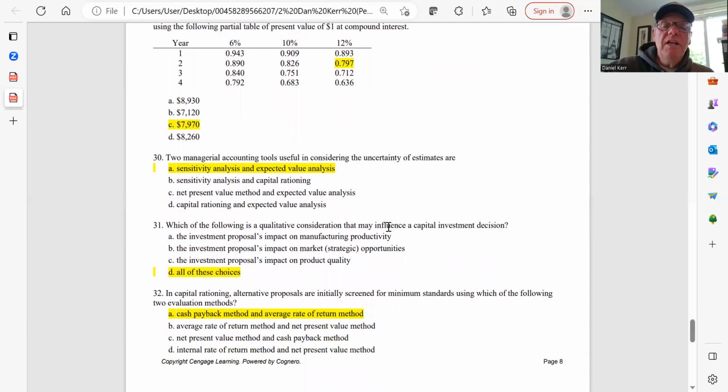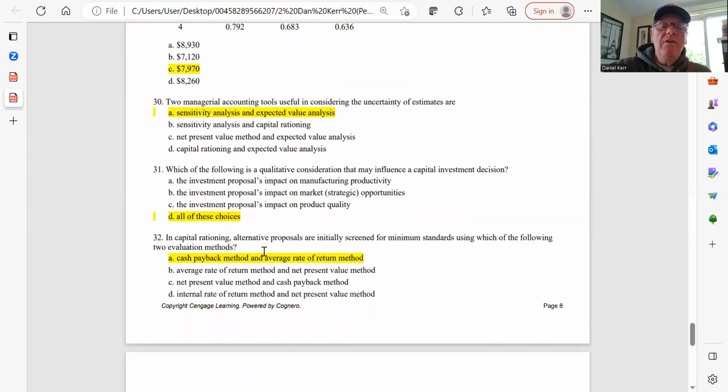31, which of the following is a qualitative consideration that may influence a capital investment decision? So all of those would affect a capital investment decision. And 32, in capital rationing, alternative proposals are initially screened for minimum standards using the following 2. So oftentimes, when you first go through the evaluation, you'll use the simplest possible method, cash payback and average rate of return, and then use that to screen the projects. Those are your simplest calculations. Then the ones that remain, you use the more complex ones. So the ones used for originally screening are cash payback and average rate of return.